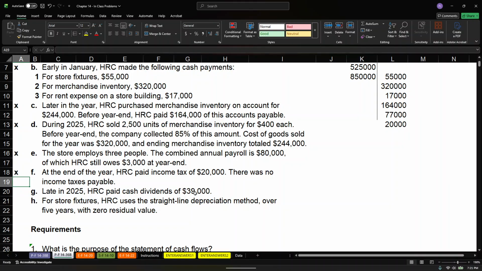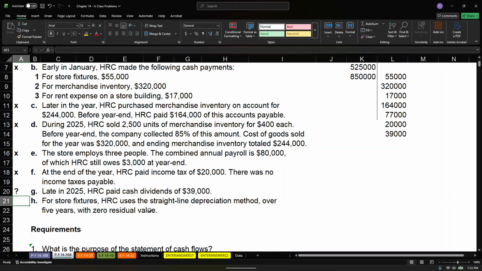We paid a dividend, 39,000. Okay, so we'll wait on this one because I want to do retained earnings first. We'll wait on this one, but at least we'll subtract the cash. Okay, 39,000. So this one is like half done. I'll put a little question mark here.